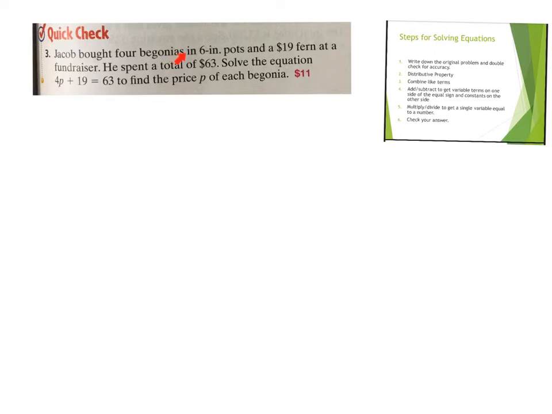Jacob bought 4 begonias in 6-inch pots and a $19 fern at a fundraiser. He spent a total of $63. Solve the equation 4p plus 19 equals 63. p must be the price of each begonia. So we're just going to make sure we copy that down correctly first off. So I have 4p plus 19 equals 63.